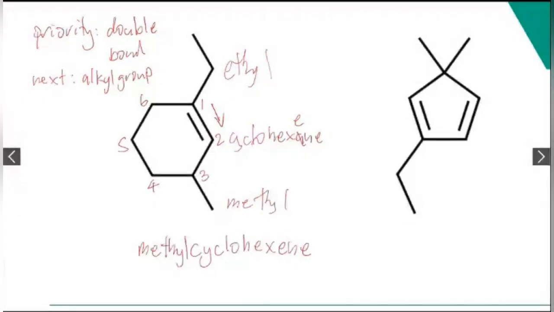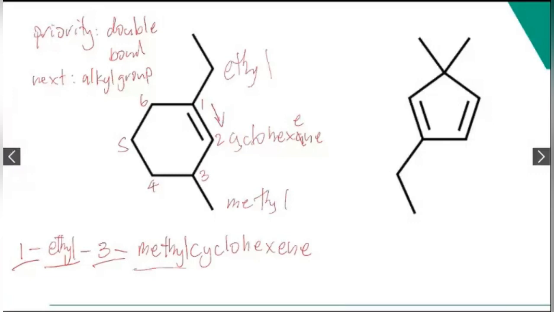So this will be methyl cyclohexene. Then location of methyl is in carbon 3. Then ethyl, then location of ethyl is in carbon 1. So the name of this compound is 1-ethyl-3-methyl cyclohexene. Let's review. 1 is the location of your first substituent, ethyl. 3 is the location of your second substituent, methyl. Then the name of your cycloalkene.